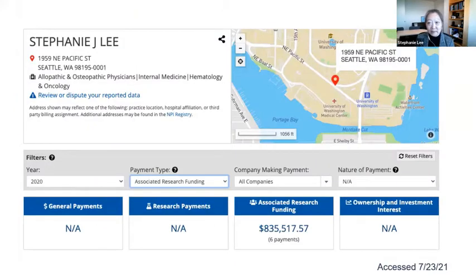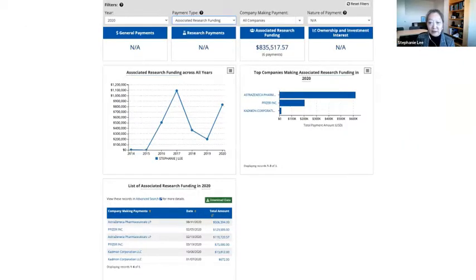So here I am. I'm listed through University of Washington, and you can see the year, the payment type, the company making the payment, and the nature of the payment. So here in 2020, I had $835,000 in associated research funding. So what does that mean? And so you get lots of information. So I'm just showing you again what my 2020 funding was.